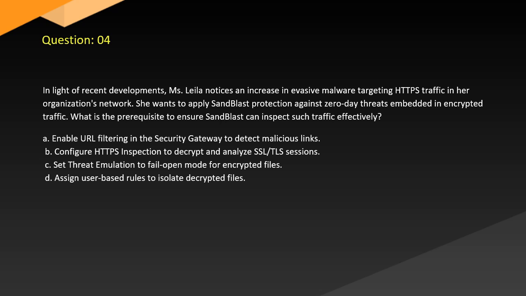A. Enable URL filtering in the security gateway to detect malicious links. B. Configure HTTPS inspection to decrypt and analyze SSL sessions. C. Set threat emulation to fail-open mode for encrypted files. D. Assign user-based rules to isolate decrypted files.